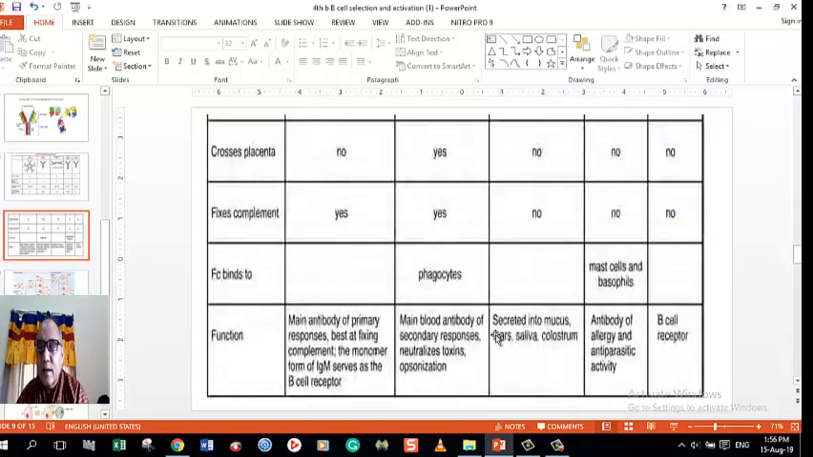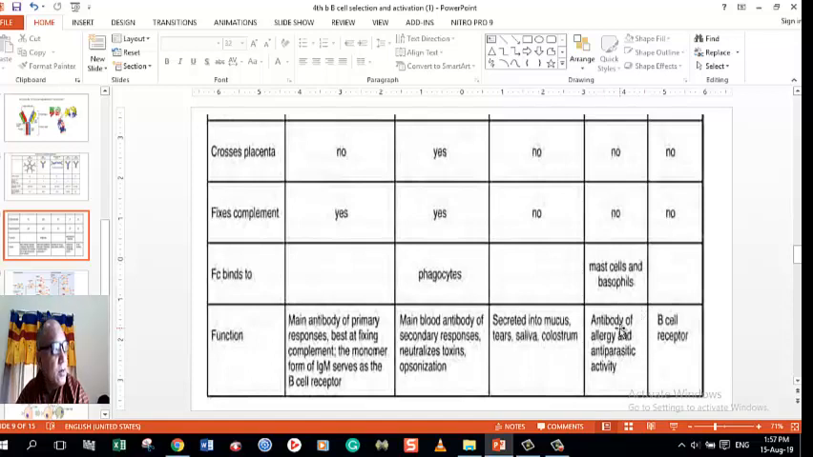Now secretory IgA is secreted in mucus, tears and colostrum. So this is normally found in the mother's milk, as well as in our tears and our saliva. These IgA antibodies are being produced, and therefore they bring a lot of defense in our body. So even our tears contain a lot of antibody A. The antibodies of allergic and parasitic activities are brought by IgE.